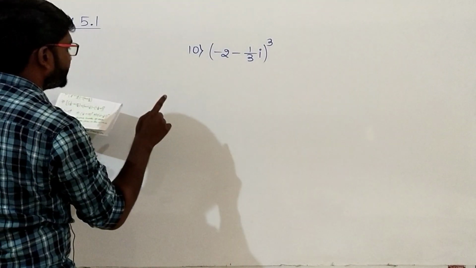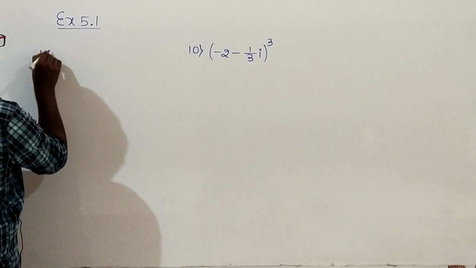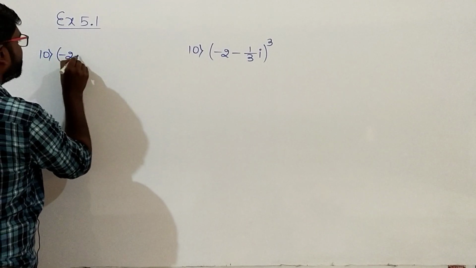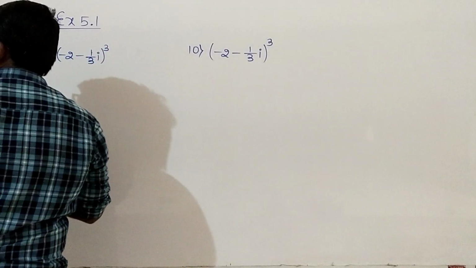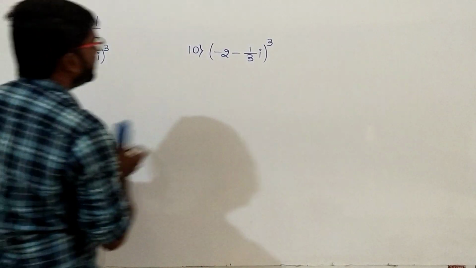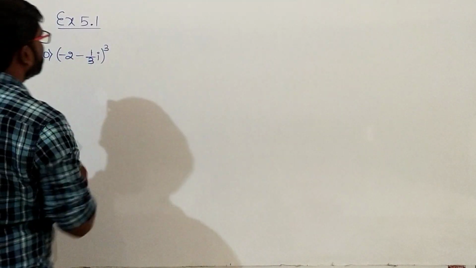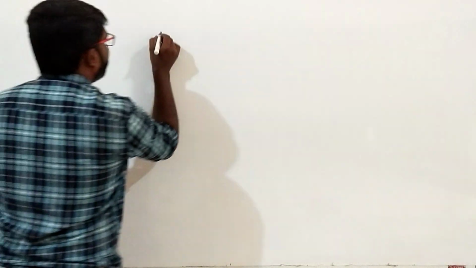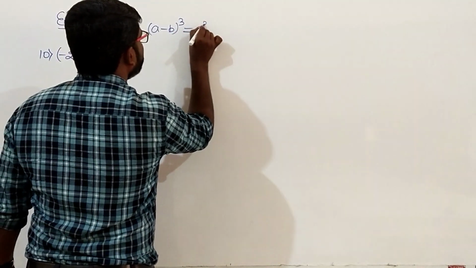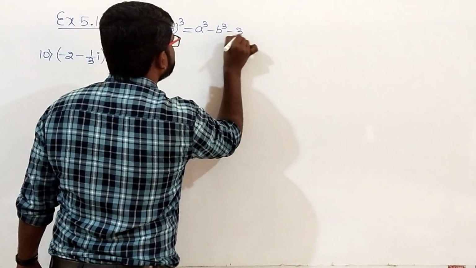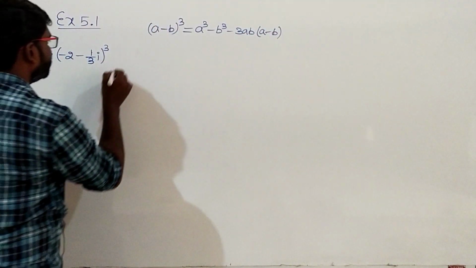Well, the 10th one is (minus 2 minus 1/3 i) the whole cube. So I write that problem here. Minus 2, then minus 1/3 i the whole cube. Again it is in the form (a minus b) the whole cube. Here a is minus 2, b is 1/3 into i. So we have the formula (a minus b) the whole cube equals a cube minus b cube minus 3ab into the bracket (a minus b).